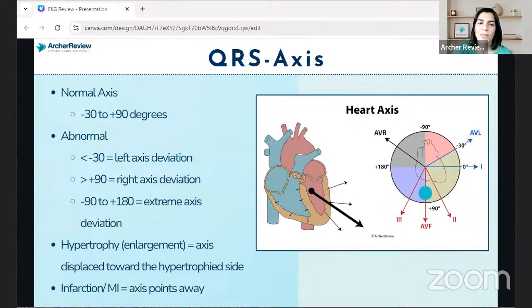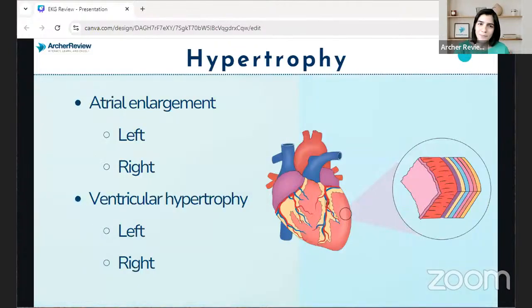So you definitely want to look at that QRS axis once you get a little bit more comfortable with reading your 12 leads. But I'll leave it at that today. I know sometimes it gets a little bit overwhelming. And then same thing with hypertrophy. I'm not going to get too in depth into the nitty-gritty of hypertrophy because I don't want to overwhelm you.